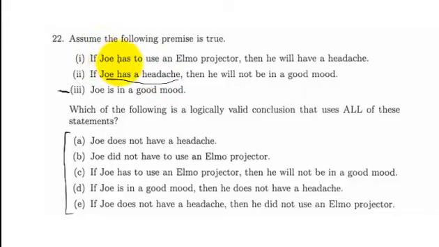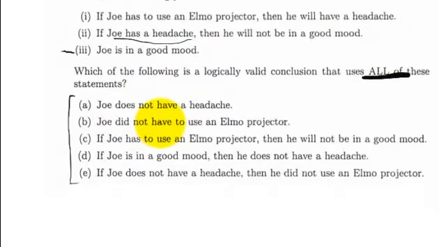And then notice in the first one it says if he uses the projector, he's going to have a headache. Well, I know now he doesn't have a headache. If he doesn't have a headache, he's not using the Elmo projector. And that is the final answer. That's the conclusion we get from using all of these. So Joe does not use the projector, which would be B.